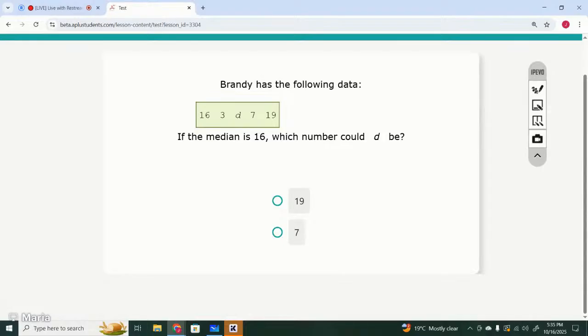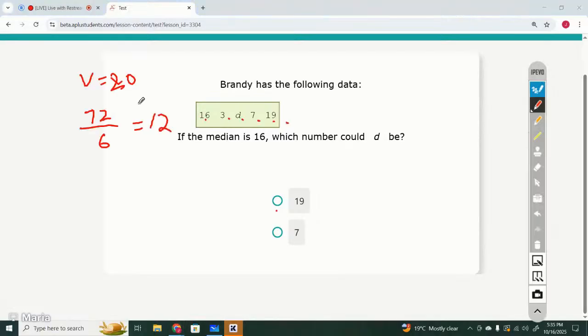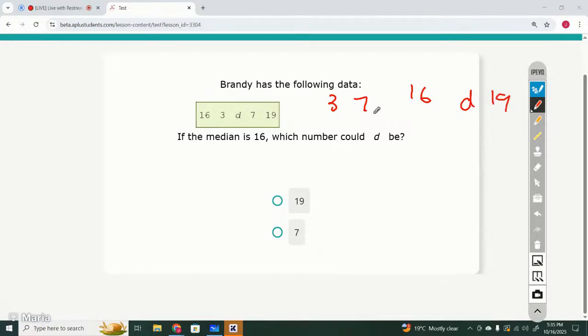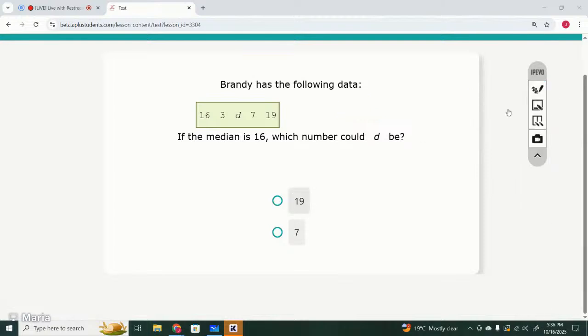Brandy has the following data. If the median is 16, what number could D be? Median is 16. So 16 is the middle number. Before 16, we have 3 and 7 because they are less than 16. And after 16, it would be D and 19, right? So you have two numbers before and two numbers after. Option number 1 is the correct option, that is 19.